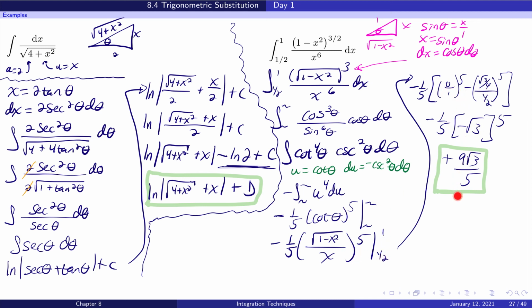A little bit of simplifying produces 9 root 3 over 5. So that's the process. I would highly encourage you to draw triangles because that helps you navigate, especially the resubstitution back and changing things back into your x statements.